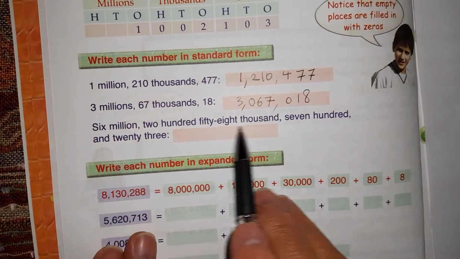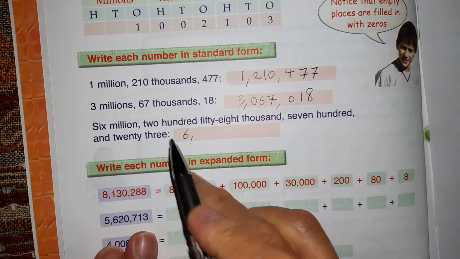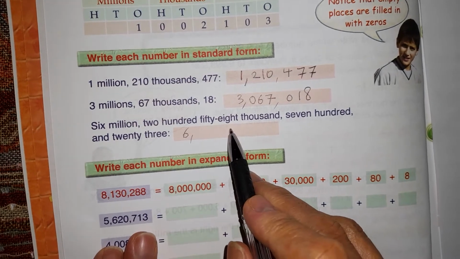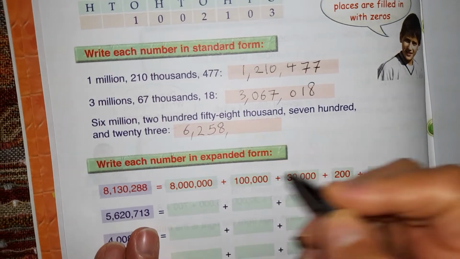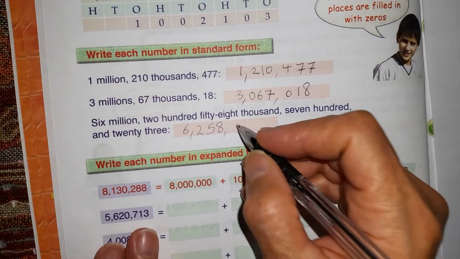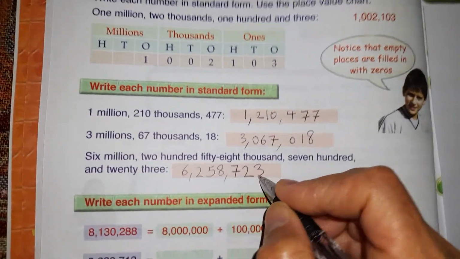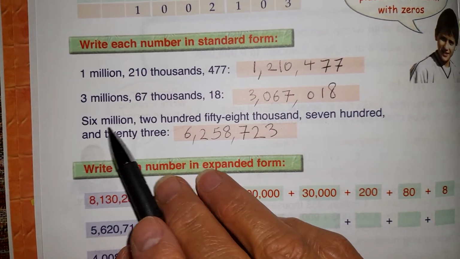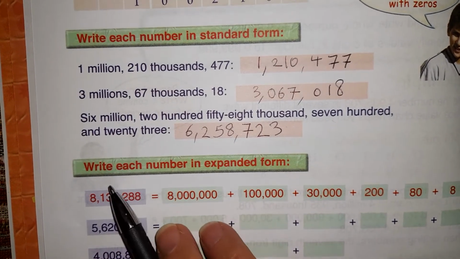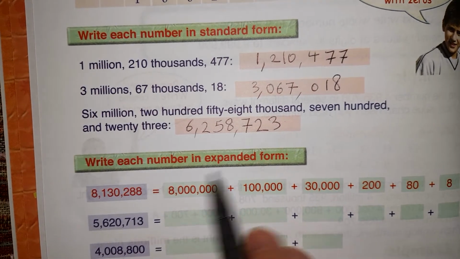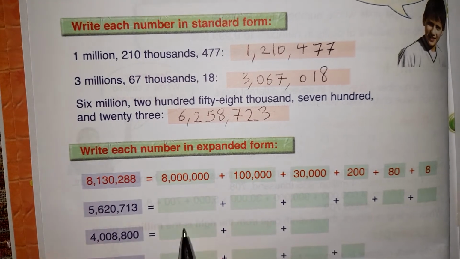Now they wrote it in word form. 6 millions. I will write 6 millions, comma, 258,000, 258,723. They wrote the number in word form and I wrote it in standard form. Okay? Write each number in expanded form, the value of each digit. They did number 1 for us. We are going to do the rest.